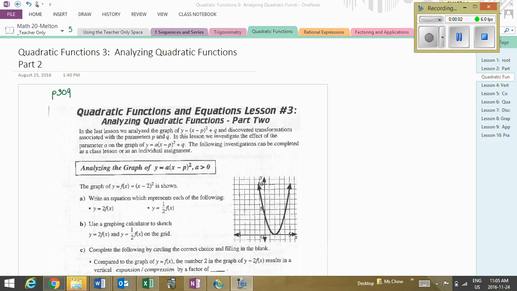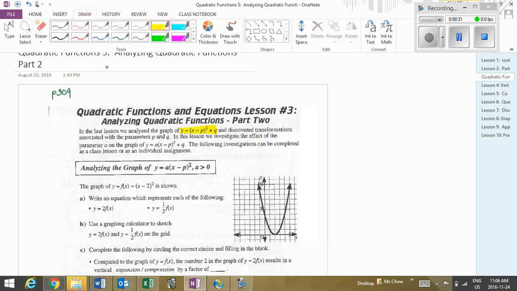So we're looking at quadratic functions. This is lesson 3, analyzing quadratic functions, part 2, and we're on page 309 in your workbooks. So we've previously looked at the general vertex form with a being 1, and thus far we've looked at this form right here, which is y equals (x minus p) all squared plus q.